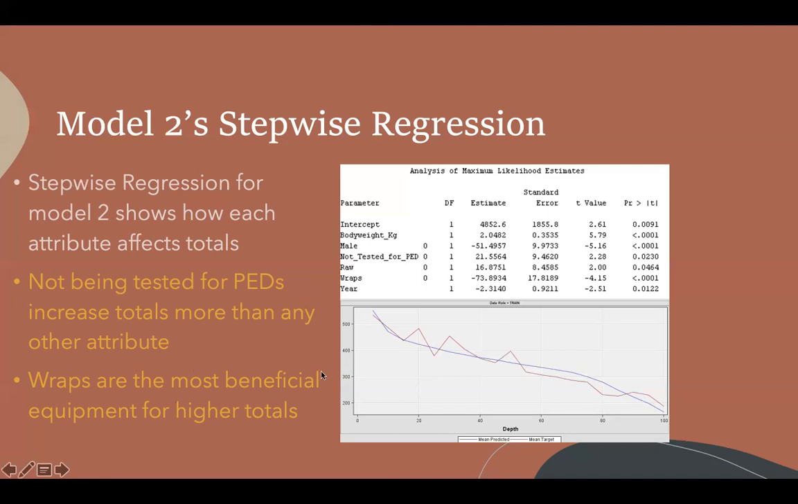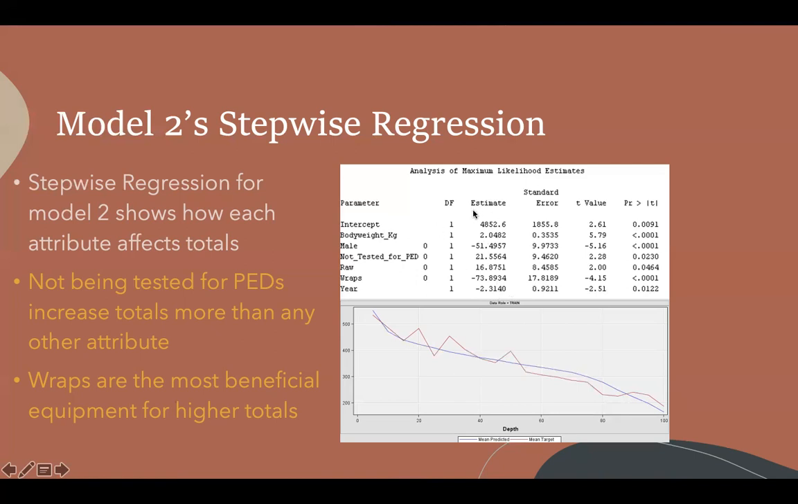And wraps are the most beneficial equipment for higher totals. As you can see, this has the highest absolute value and affects lifts more than anything else. Year is very low in terms of how much it affects it, but it does have an effect. And body weight is the same. Something to note is that it looks like as years progress, people lift less. That might only be in the sample, but it's a little interesting observation.